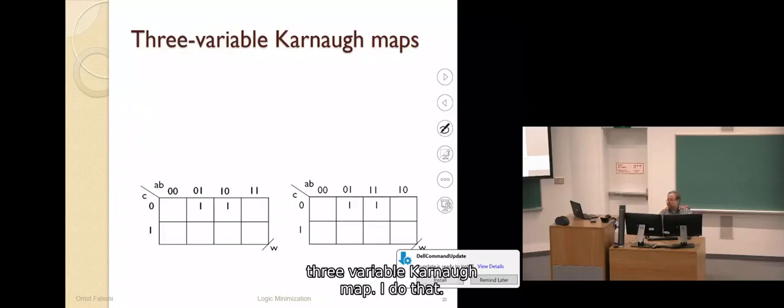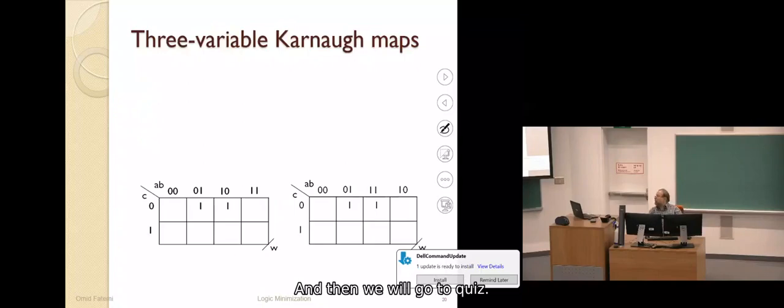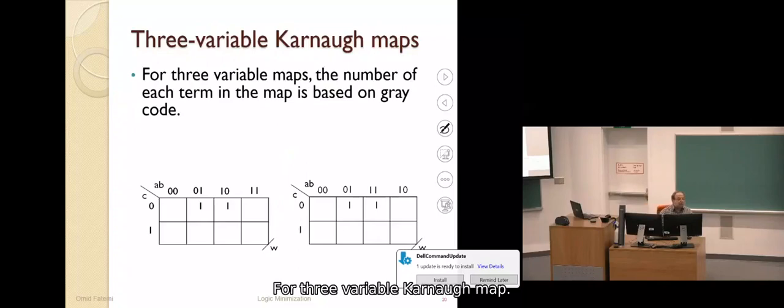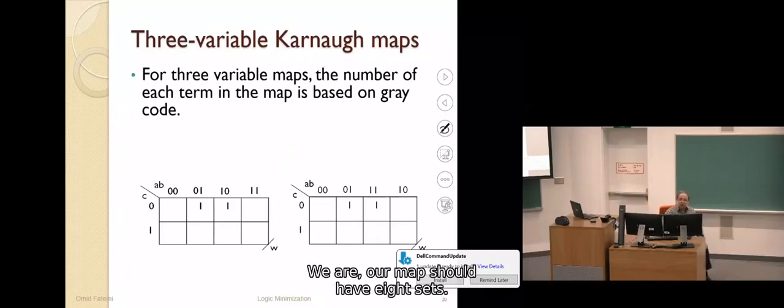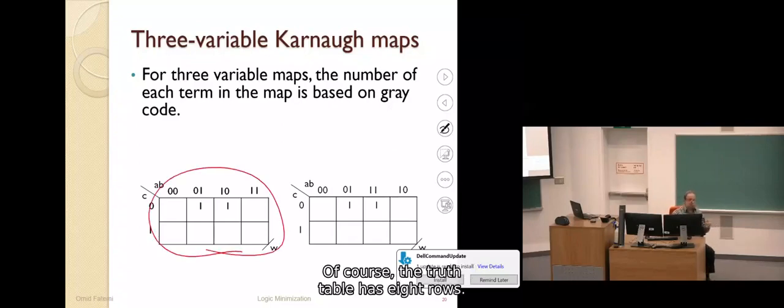Now we are going to the 3-variable Karnaugh map. I do that, and then we will go to the quiz. I guess, yeah, we have time. For a 3-variable Karnaugh map, our map should have 8 cells, of course. So the truth table has 8 rows, so our map has 8 cells. And we arrange them like this.